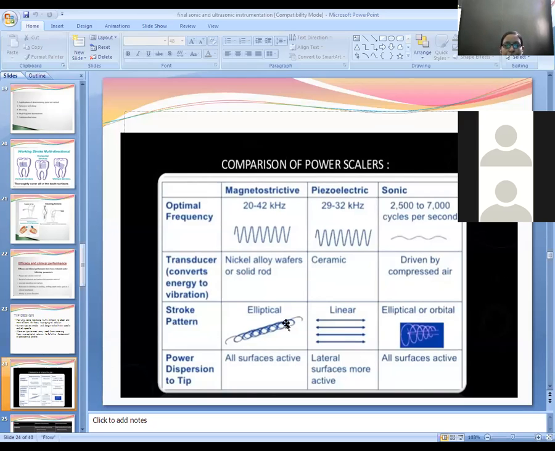What are the stroke patterns for the magnetostrictive? It can be elliptical or linear, or the circular motion. While in the piezoelectric, the vibrations are only in a linear direction, while in sonic scalers, it is elliptical or orbital in shape. For power dispersion, all surfaces are active in the magnetostrictive type, only the lateral surfaces are more active in the piezoelectric type, and all the surfaces are active in the sonic type.